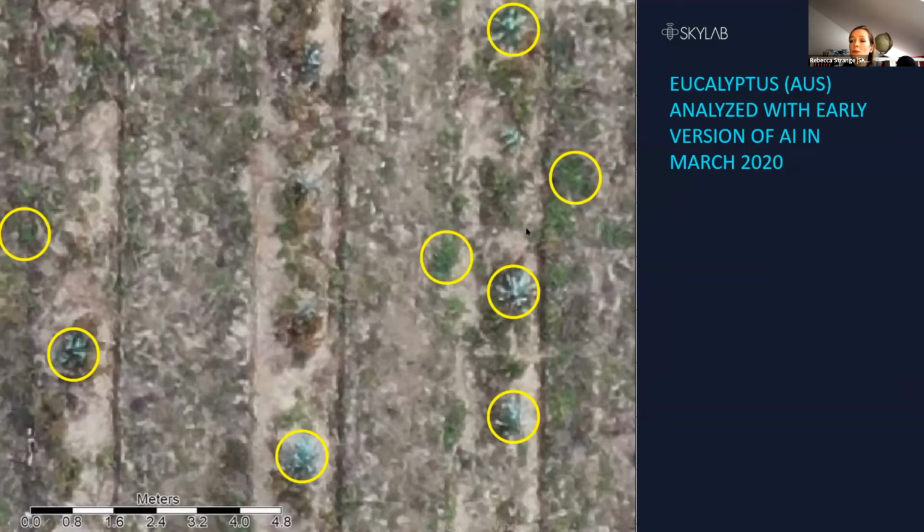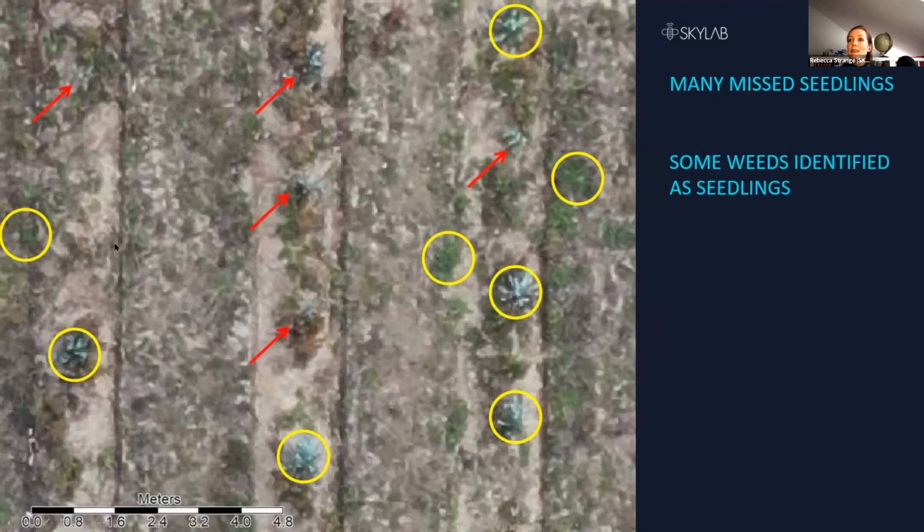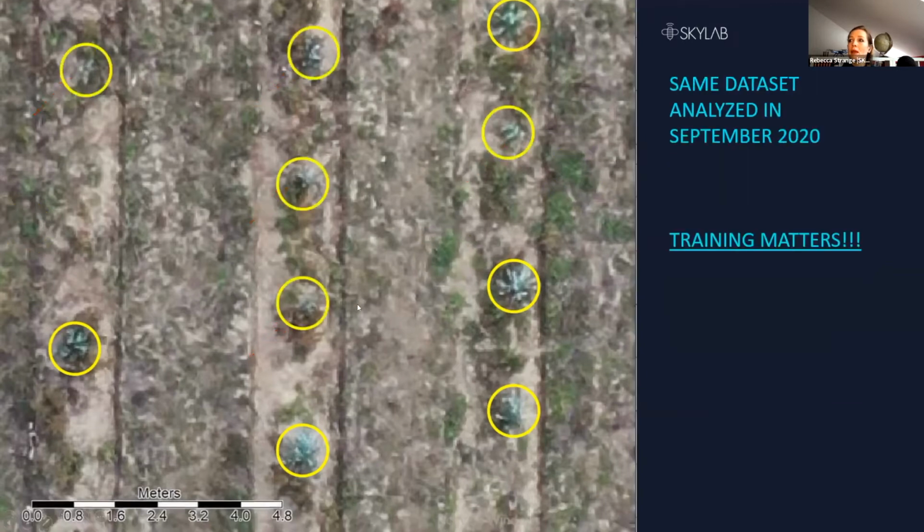So this was in March 2020, which is a couple of years ago, a little lifetime in AI. And as you can see here, the AI has detected some seedlings successfully, but it's missed others. And it has also detected some things that are weeds and not seedlings at all. So then, after a few months of training and putting literally tens of millions of seedlings into the model to give it that information, we reran the same data set a few months later, and it was able to detect every single seedling correctly. So it just shows you that training really does matter.